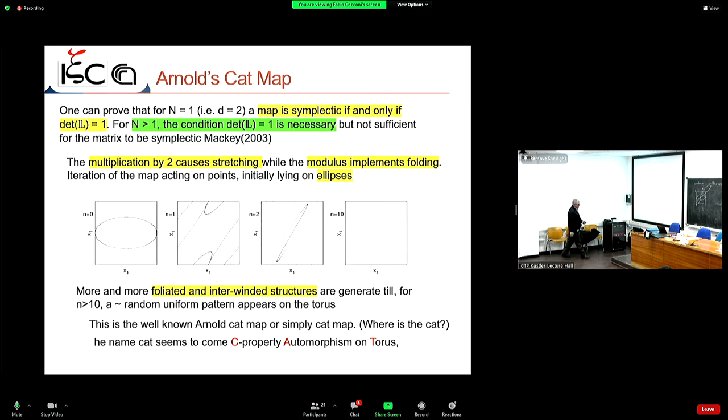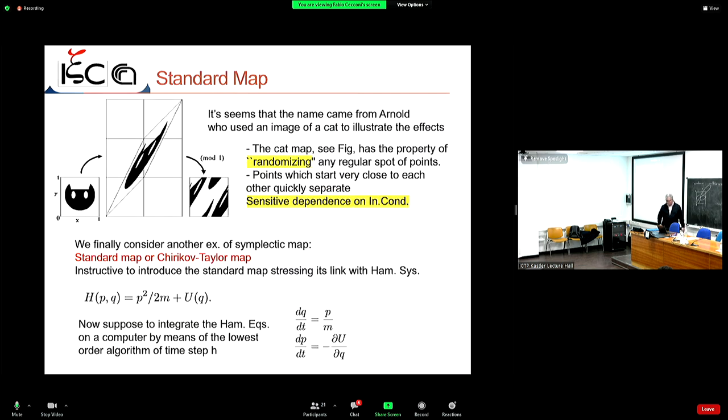But someone says that cat comes from the fact that Arnold, the mathematician who introduced this map, used as a pictorial representation the face of a cat. And so we see how the transformation works. And this is the result of the modulus, for example. You have a stretching and deformation of your cat, but the cat, after the first step, becomes like this, poor cat.